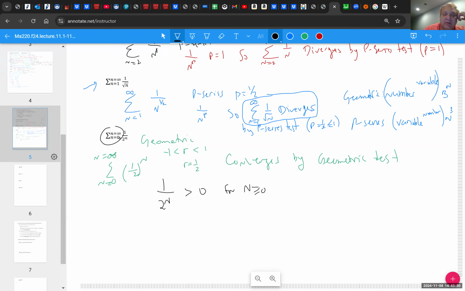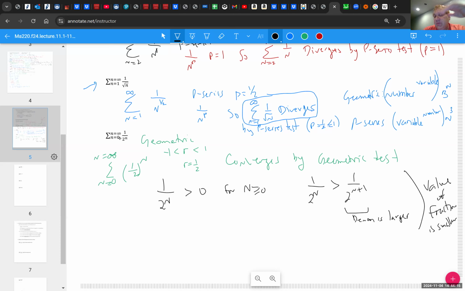They're all positive numbers. And then 1 over 2 to the n is going to be larger than 1 over 2 to the n plus 1. And you could just do a basic argument. The denominator is larger. Remember, we have this argument when the denominator is larger, then the value of the fraction, the whole thing, is smaller, right? Larger denominator means a thing gets smaller. 1 over 2 to the n, 1 over 2 to the n plus 1: 1 over 2 to the n plus 1 is going to be smaller because the denominator is larger.